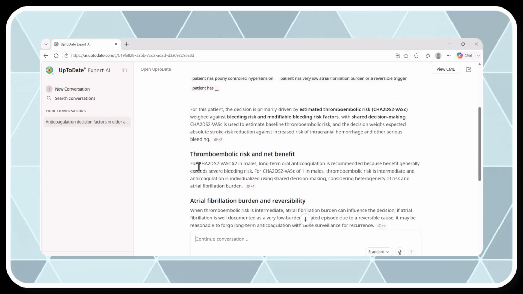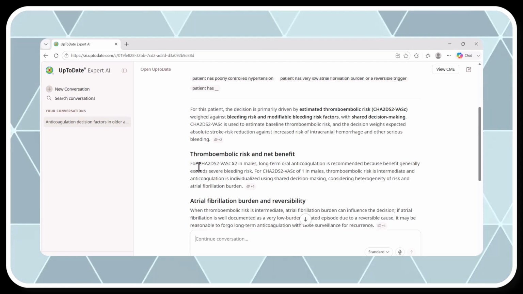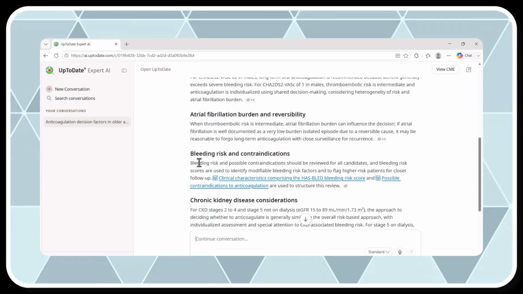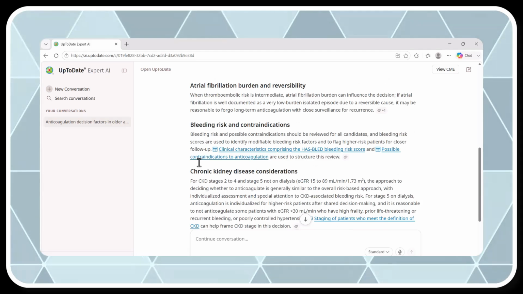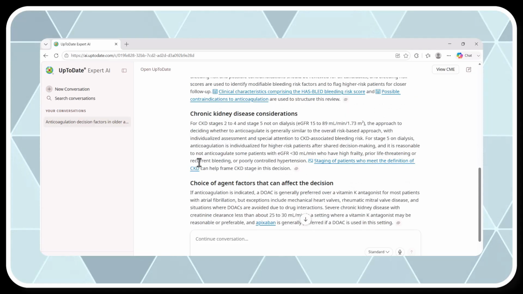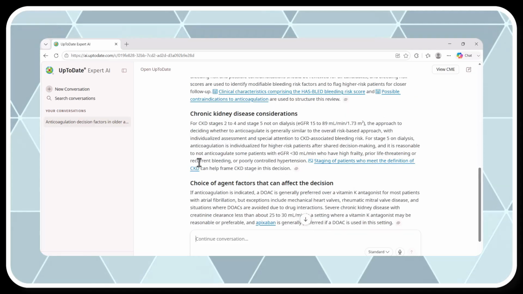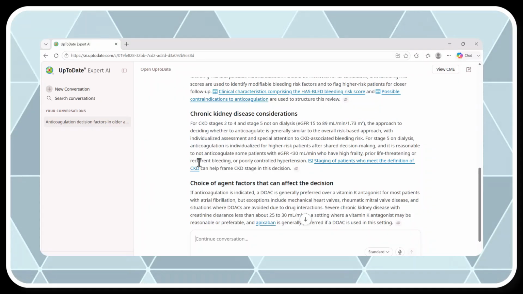Now we can review the information relevant to anticoagulation in this patient. At this stage, pay attention not only to the recommendation itself but also to the supporting clinical information and sources provided by Expert AI.